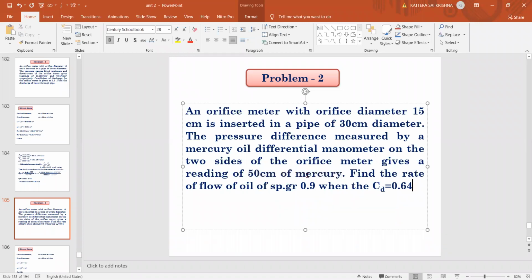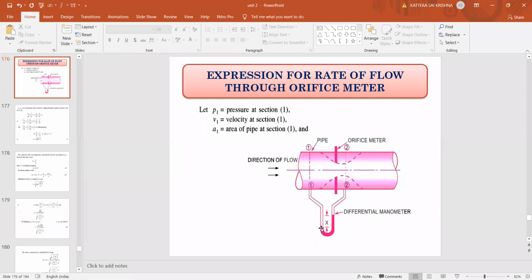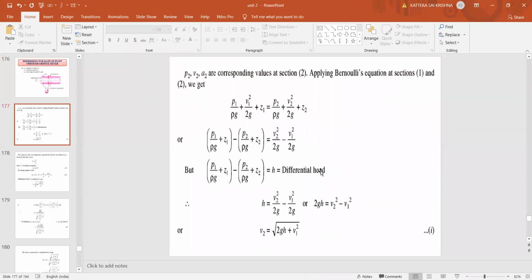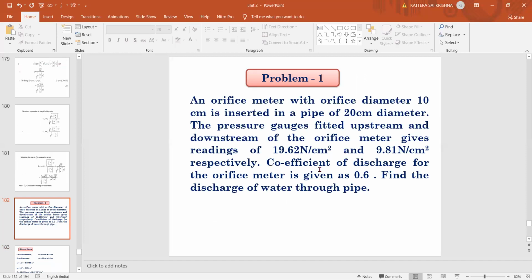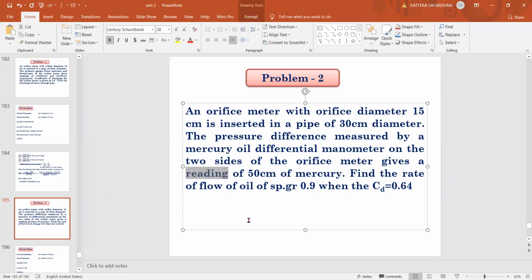If you see the diagram which I have shown previously, this is the mercury, and in this question the oil is flowing. So this difference is given, and it is the X or H value. Remember, whenever only the meter reading is given, it is called X value. Suppose he's telling the pressure head reading or pressure head difference, at that time you will get H value.